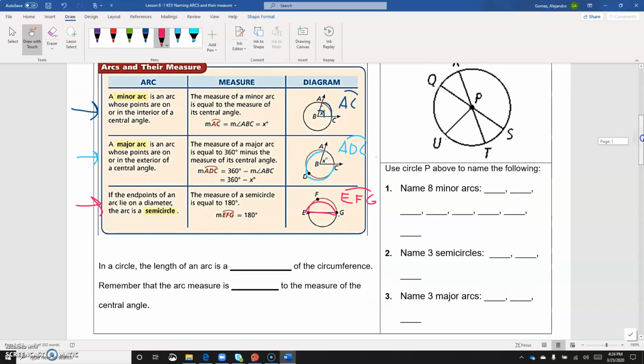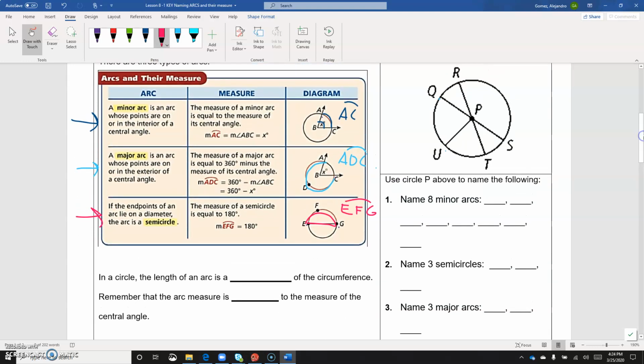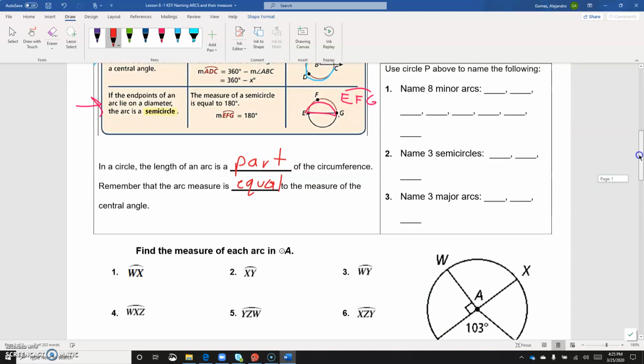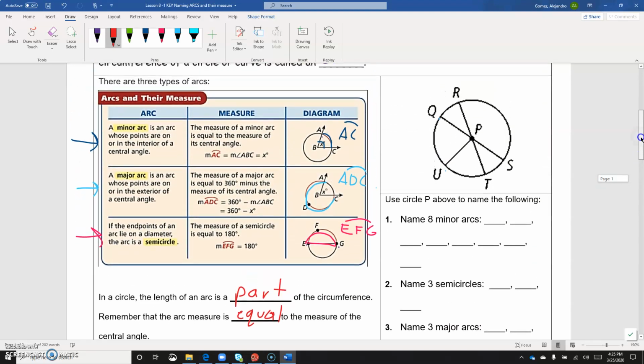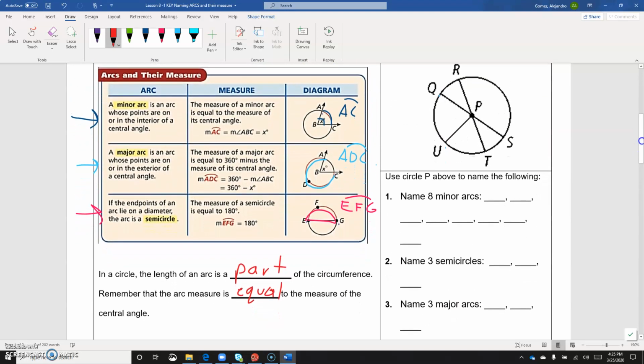So let's go ahead and see if we can apply these. Oops, never mind. We have to fill out some notes. Right here, in a circle, the length of the arc is a part of the circumference. So the length of the arc is a part of the circumference. And remember that the arc measure is equal to the measure of the central angle. We'll take a look at what that means a little bit later on. But let's go ahead and answer these questions over here, 1, 2, and 3.